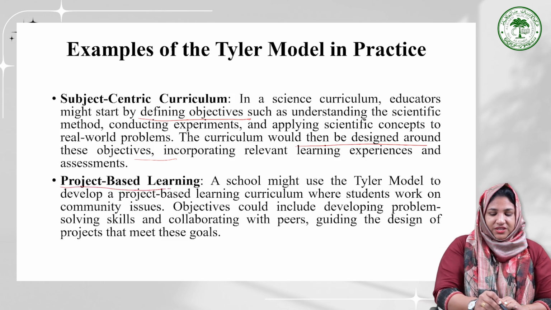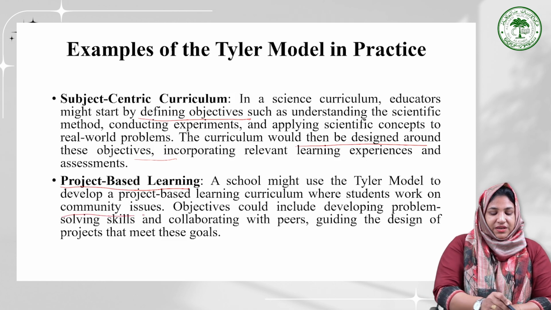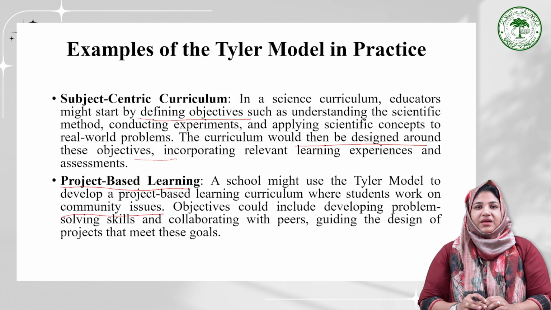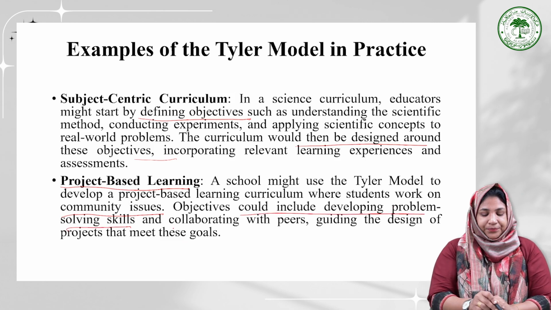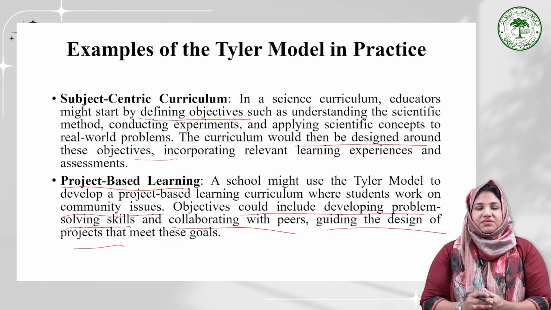And the next one is project-based learning. A school can use the Taylor model to implement project-based learning, because, for example, if the students are working on certain community issues, you can implement this particular model because it is more objective oriented, as we have already discussed. The objectives can include problem-solving skills, collaborating with peers, guiding the design of the projects. These can be the objectives when you are putting the students in such a situation or problem-solving issue with respect to the community.